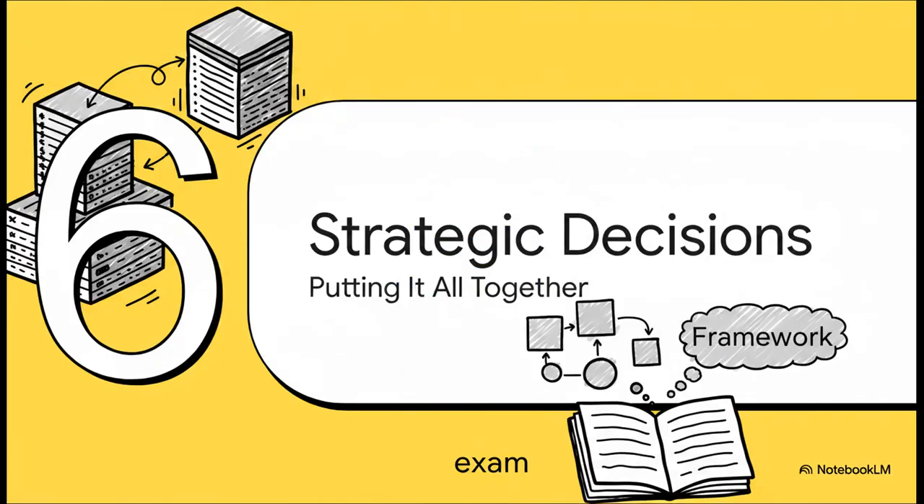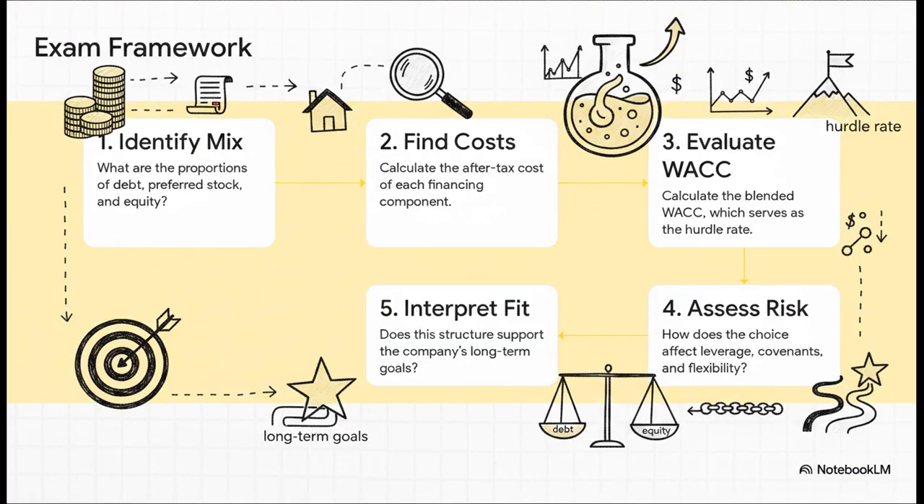All right, so let's put all of these pieces together into a simple framework you can use to analyze financing decisions, which is exactly what the exam is going to ask you to do. Here is your 5-step attack plan. First, just identify the financing mix. What are we working with? Second, calculate the cost of each piece. Third, calculate the blended WACC.